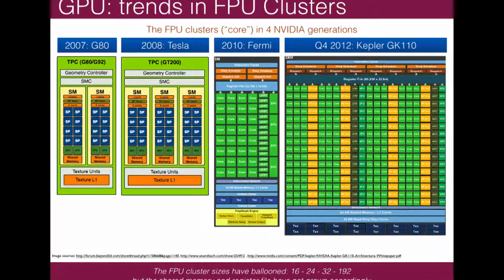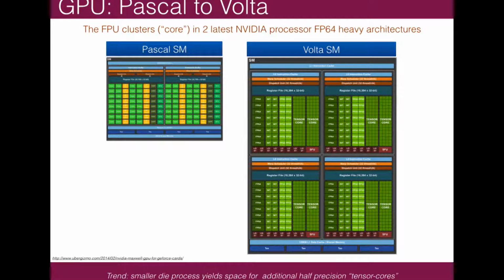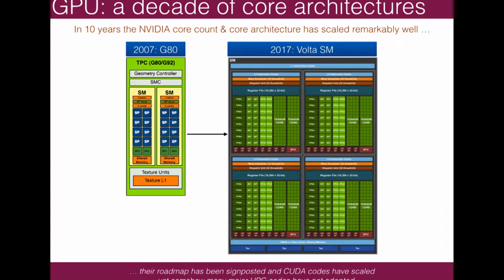So let's just review the trends. Early GPUs had 16 floating point units, single precision, going up to 192. This is the high point per core. Then we start going from 192 back down to 32 with double precision support, and now we're at the latest architecture. In 10 years, we've gone from 16 floating point units to a huge number of floating point units, plus some extra tensor cores that deliver immense performance on these devices.